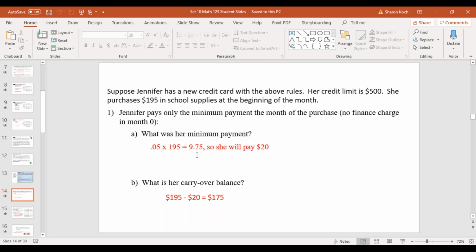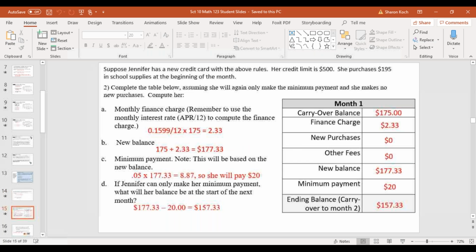So in this case, she has to pay the larger of the two, which is that minimum of $20. Now, if she makes that minimum payment, her new balance is going to be $175. Notice she's not paying off the whole balance, so she still has a balance left on her credit card that she's dragging over to the next month.